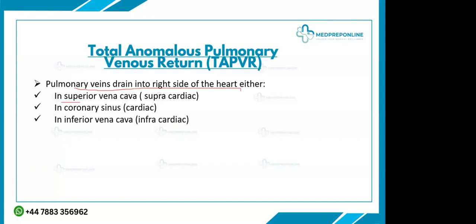If they drain into the superior vena cava, then it is called supracardiac TAPVR. If they drain into the coronary sinus, then this is called cardiac TAPVR. And if they drain into the inferior vena cava, then it is called infracardiac TAPVR. And the most severe form of TAPVR is the infracardiac.